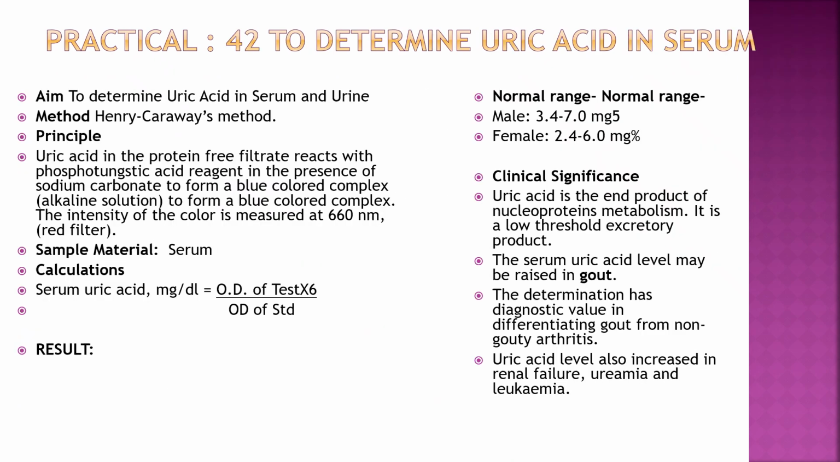Determination of the uric acid in the serum. The uric acid in the protein-free filtrate reacts with the phosphotungstic acid reagent in presence of sodium carbonate to form blue color complex in alkaline solution, or you can take other methods, and then you have to measure the intensity of that reaction. Formula is OD of test divided by OD of standard into concentration of the standard, that is 6. Normally it is up to 6 milligram percent, and clinically increased in gout and other conditions like renal failure, uremia, and leukemia.